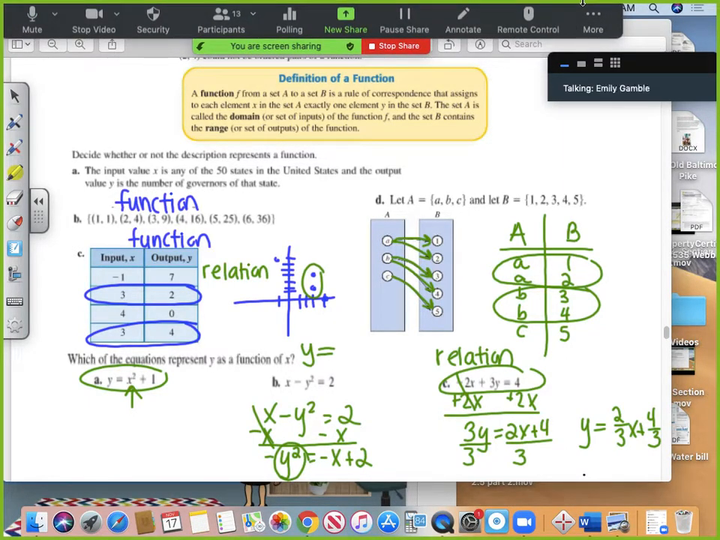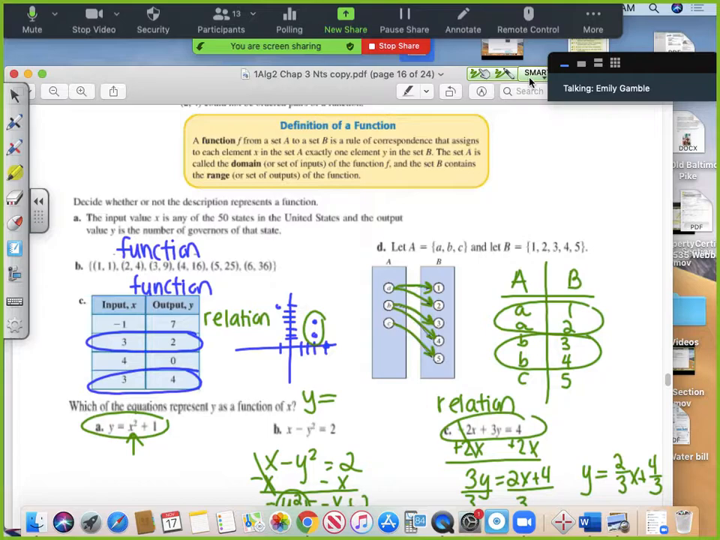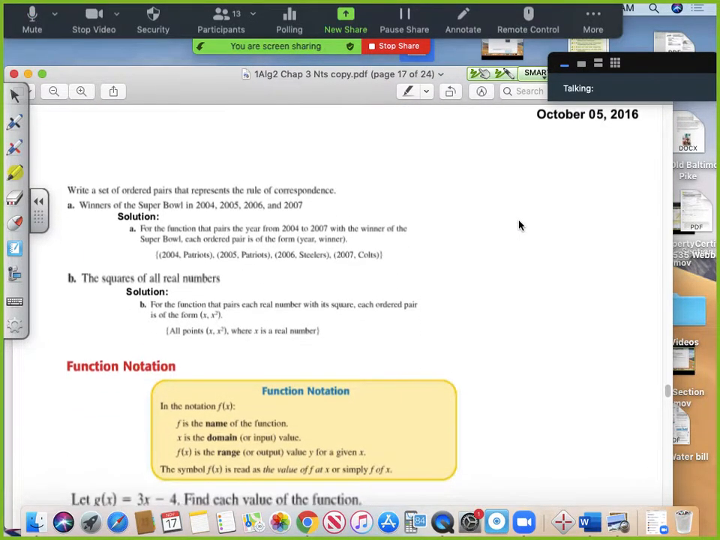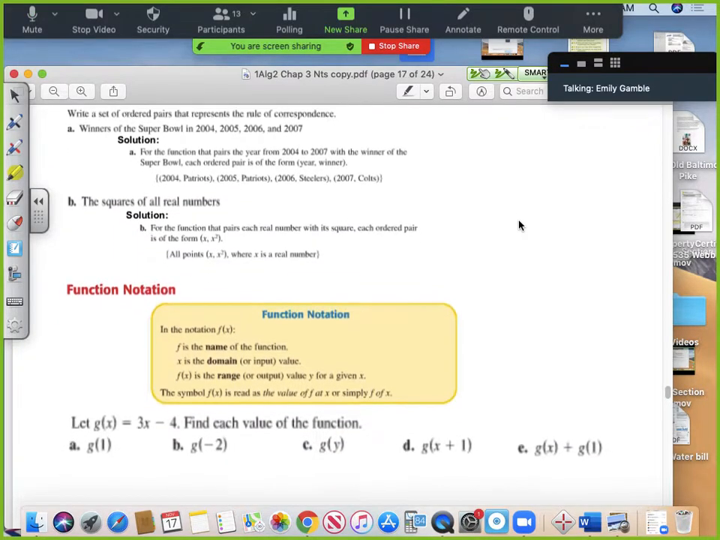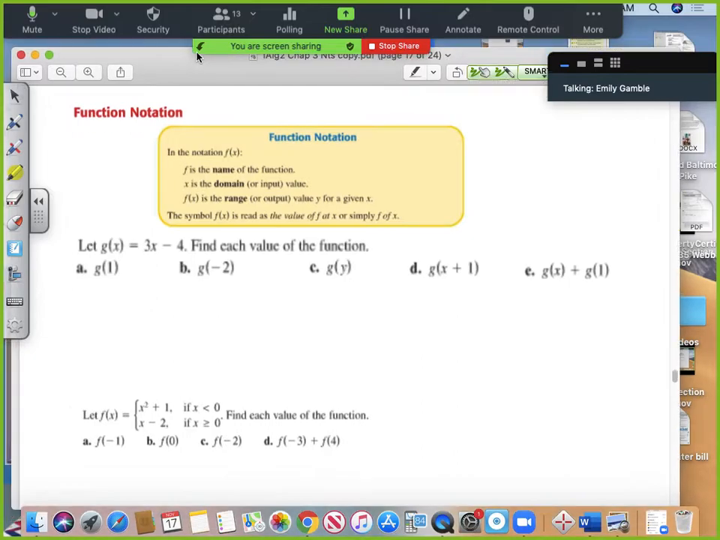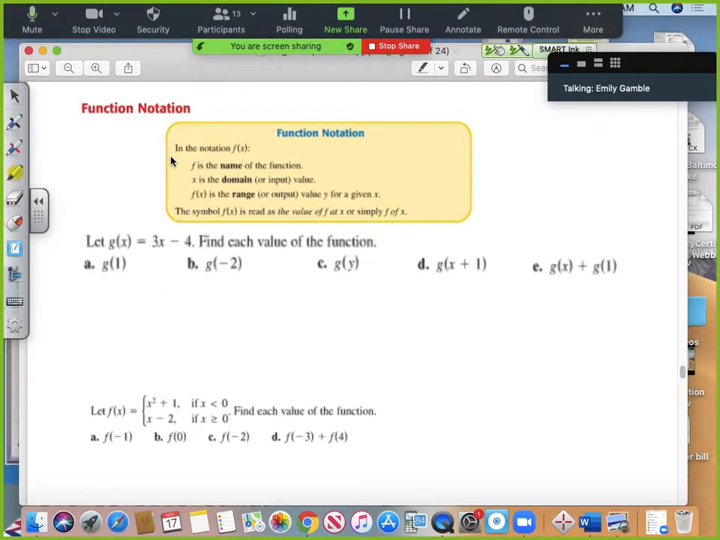Okay. So moving on to the next page. Because of time, we're going to skip A and B. They're just kind of silly problems about things we don't actually have to worry about for our next test. So we're going to skip right to the next part that's really big, which is function notation.